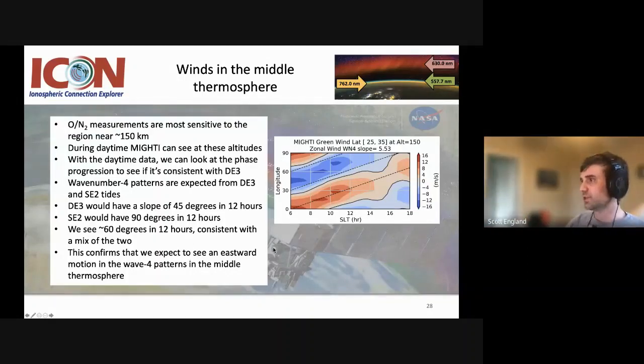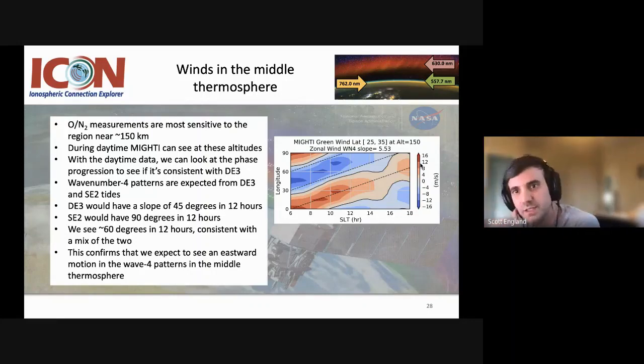I can't formally decompose it fully, but I can look at how its phase changes with local time. So here we're just showing longitude and local time in this latitude box at 150 kilometers. And we see this eastward motion with time. I can look for a best fit rate of motion, and it falls somewhere between what I'd expect for the 2 tides that I think are present, DE3 and SE2. So it's consistent with the idea that I've got both of them present. When I do this kind of analysis and pick out just one, I get a best fit line that falls slightly between their rates. But the structure is moving east with time all throughout the day.